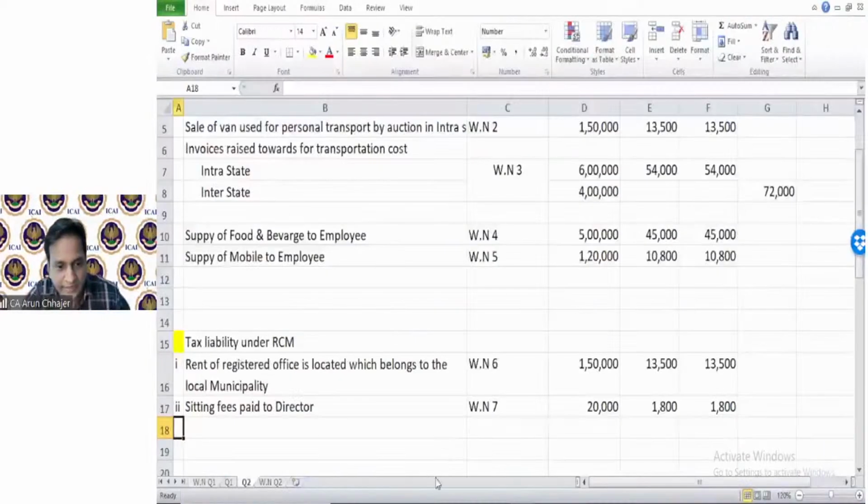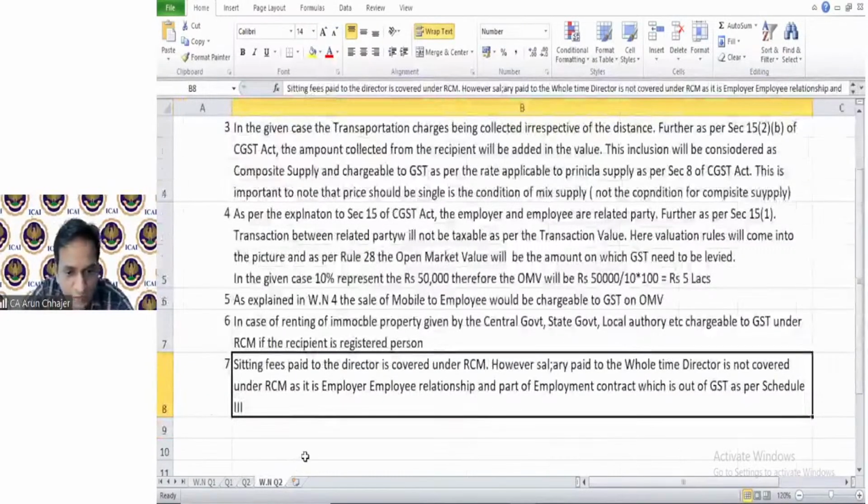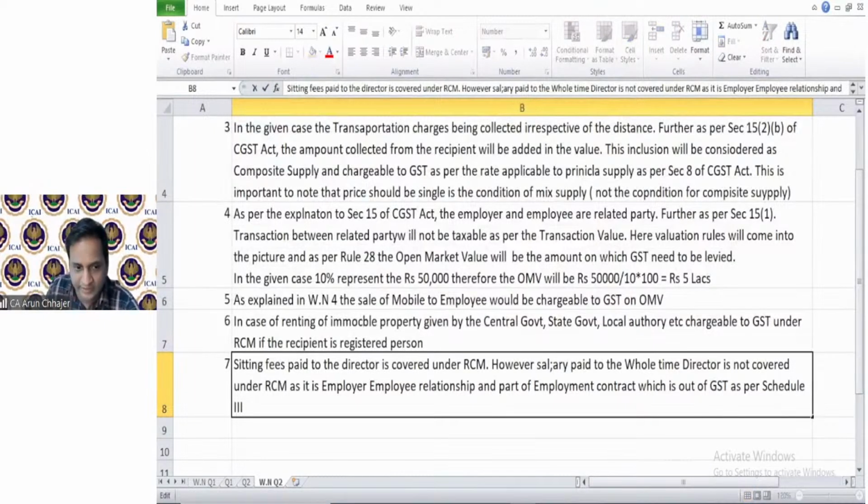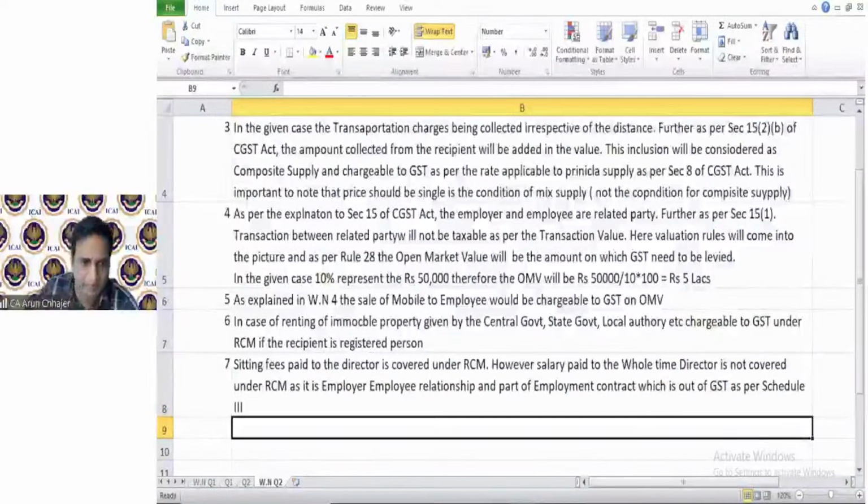So we have completed this working note. Salary paid to the full-time director is not covered under RCM. Yes, perfect. If we write notification number, then no. There would be no additional marks for the notification number to the extent of my knowledge. So there will be no extra mark if you write the notification number. No, nothing. The concept should be correct and the calculation should be correct. That's it.